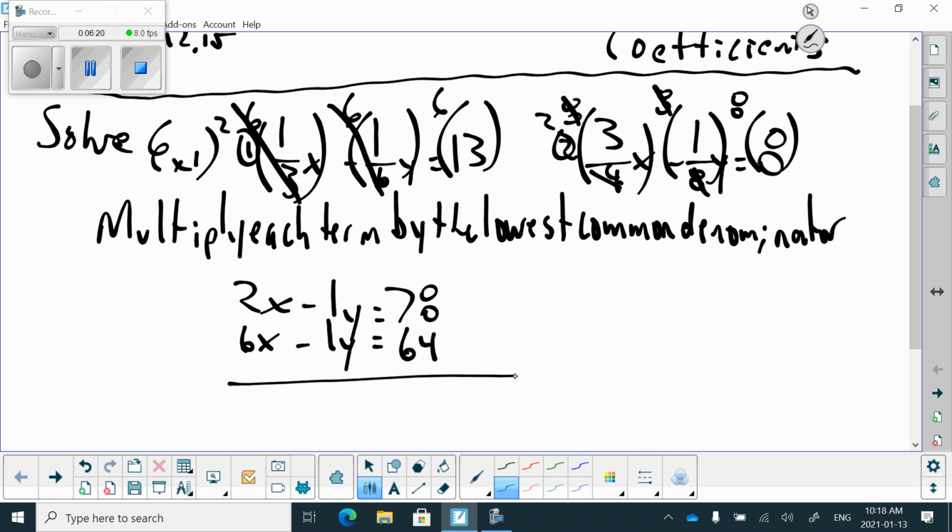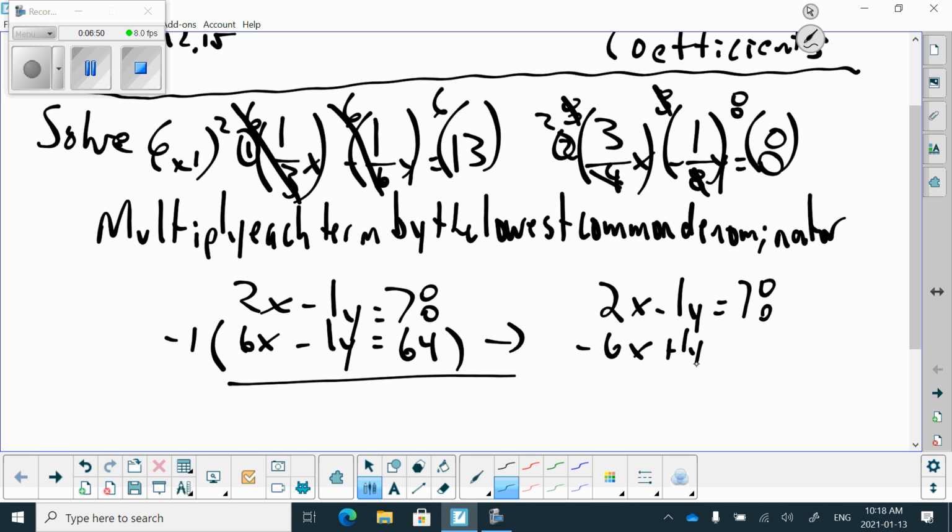But our signs are the same in the middle, so what do we have to do to the one equation there? Times it by negative 1, exactly. So then we get what? Of course the top equation is not going to change, but the bottom one will become negative 6x, positive 1y, and a negative 64.